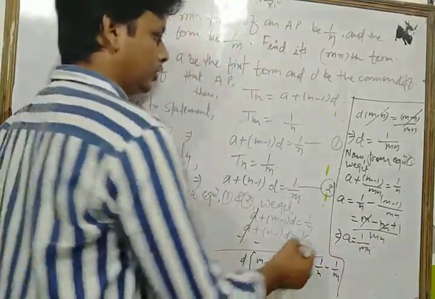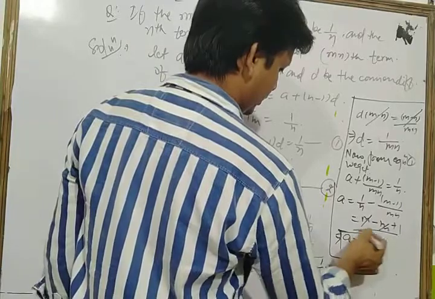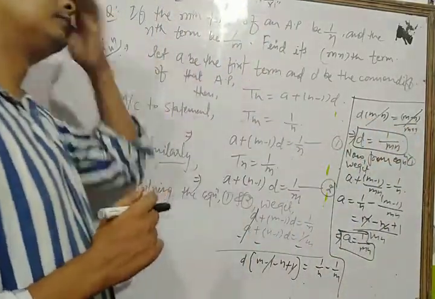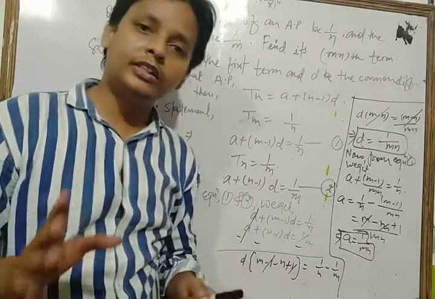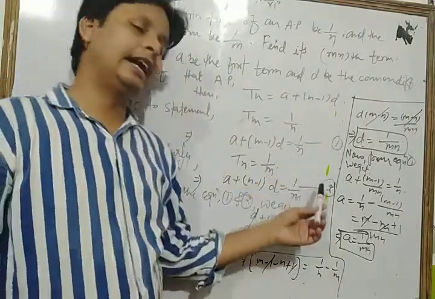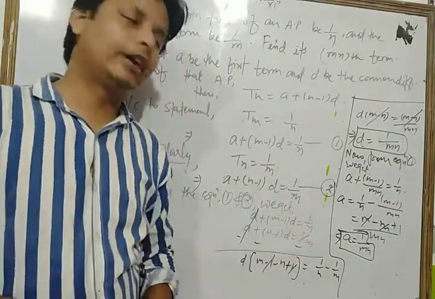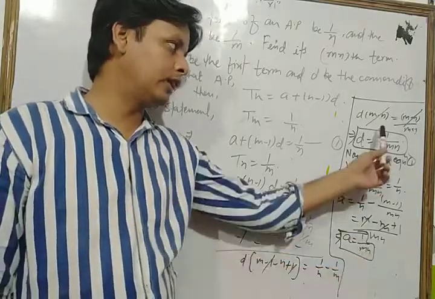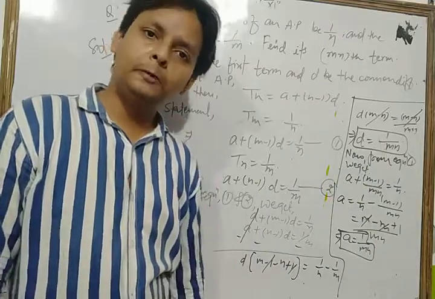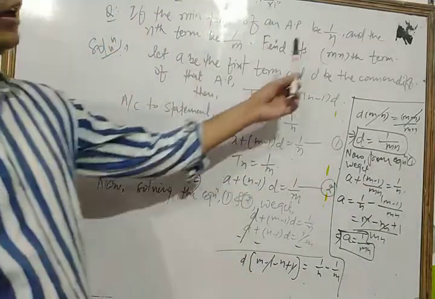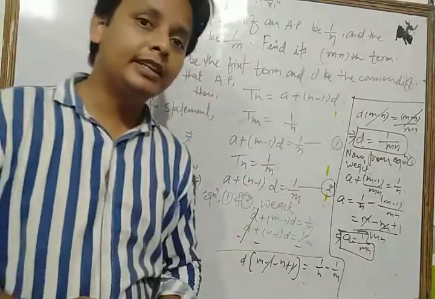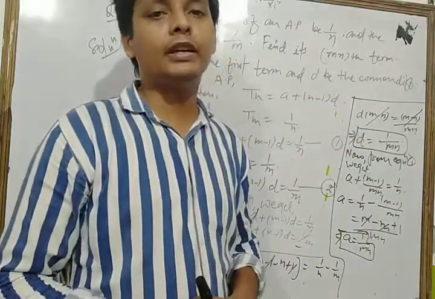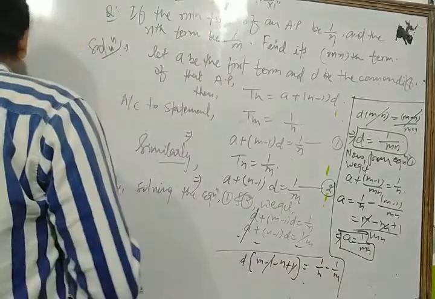So in this way, dear students, after solving equations 1 and 2, we get the values of A and D as 1 upon mn and 1 upon mn. Now according to the question, what do we find? We find the mnth term. Now let's see.